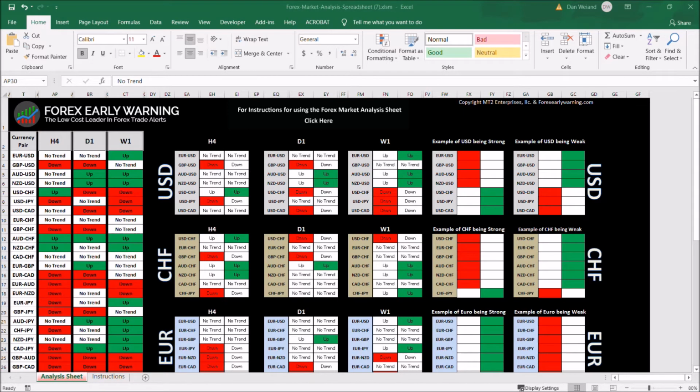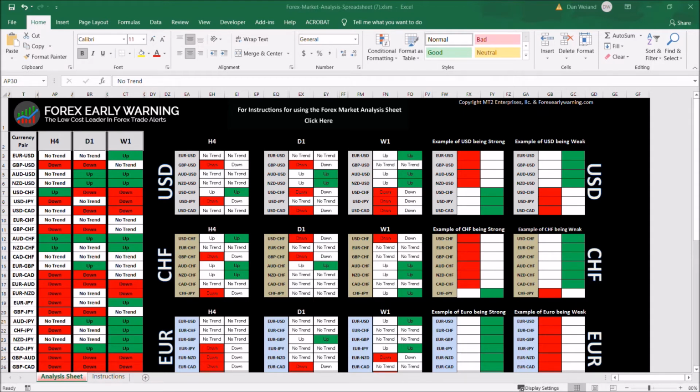So we've gone ahead and filled out the rest of the pairs on the sheet, and we have our results now. So we're looking to see these center sections here, this USD with the H4, D1, and W1 next to it, doesn't match any of the examples on the right, because the 2 examples on the right show you whether it's strong or weak. It should have that same exact orientation.